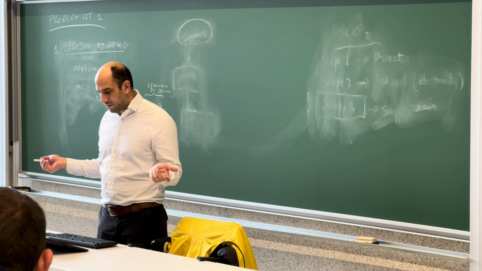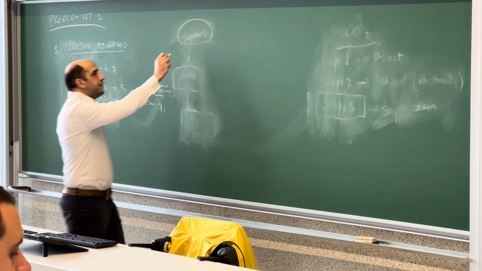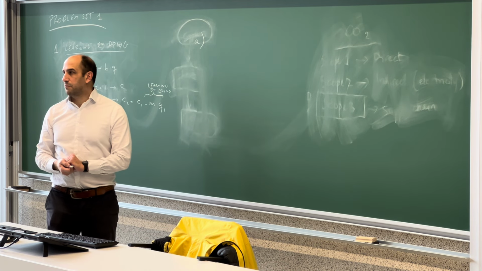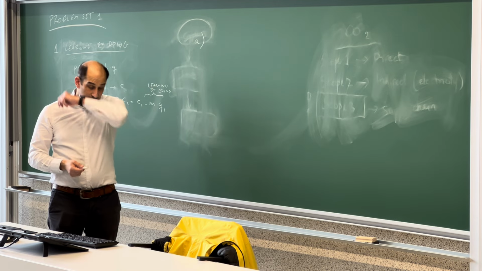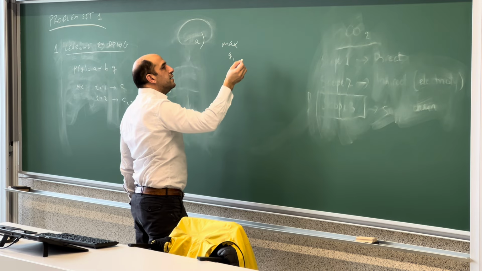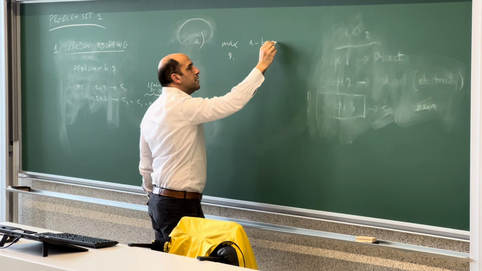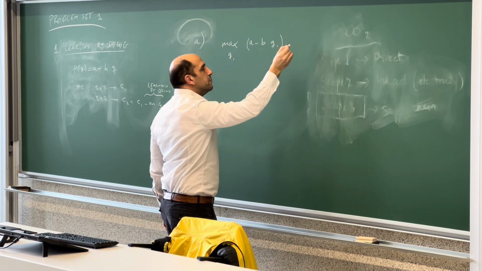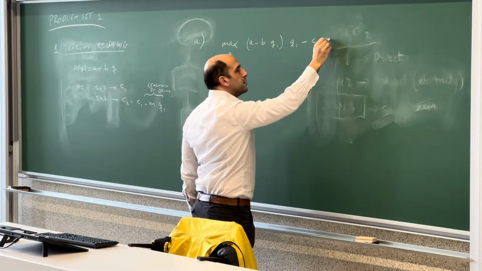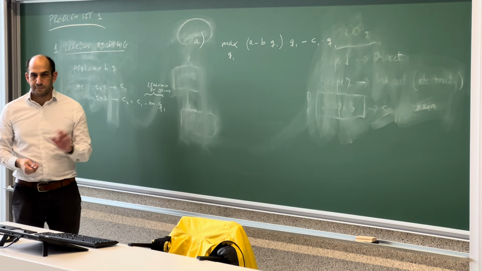So what is the monopoly level of output in each of the periods? This is solved with a maximization problem. So how are we going to solve this? We're going to maximize, choosing Q1, A minus B times Q1, times Q1, minus C1 times Q1. That's the first period.